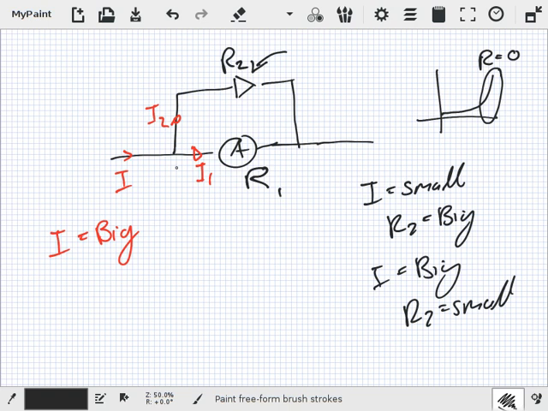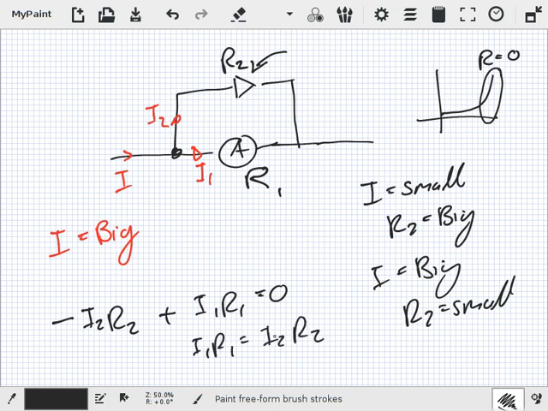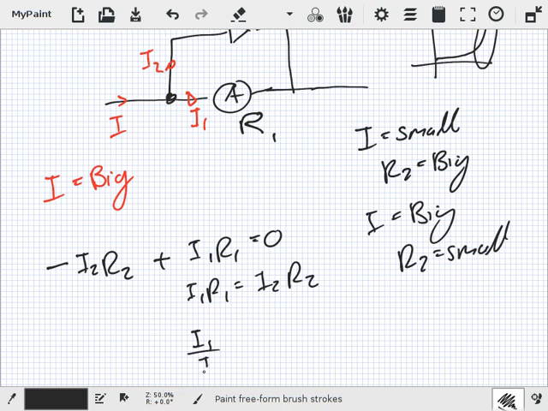Okay, so let's see what effect that has. We could use Kirchhoff. If I start here and go around, that would be minus I2 R2 plus I1 R1 equals 0. So you can see that I1 R1 equals I2 R2. So I1 over I2 equals R2 over R1.